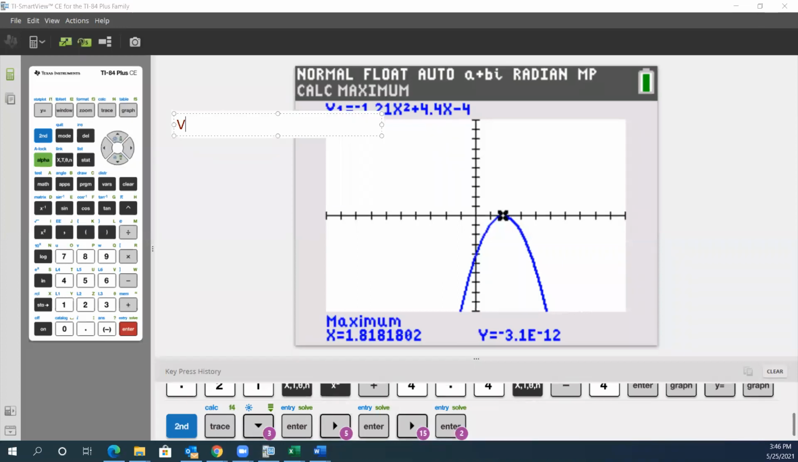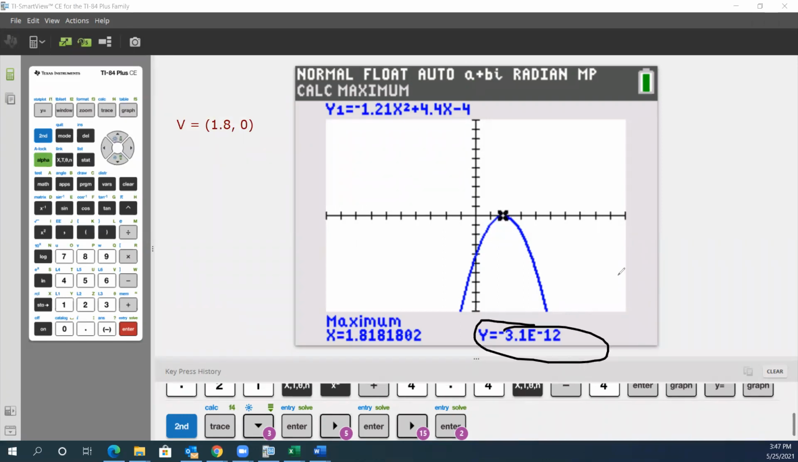So the vertex is going to have an x coordinate of 1 point... You know what? I don't even remember what they said to do. I'll just go nearest 10th. How about that? 1.8, and the y coordinate. I'm thinking it's probably 0. Okay, and why would I say that? Well, here's why.